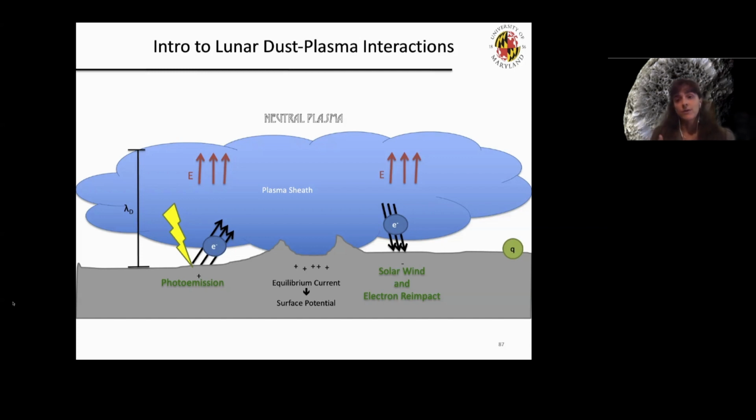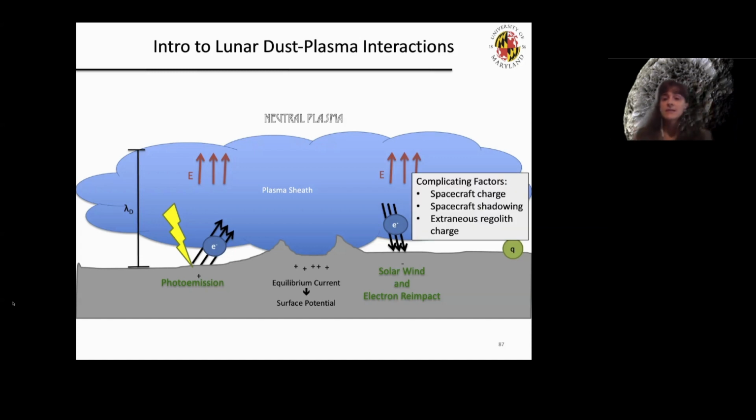And the particle will translate over to a region of weaker electric field strength before it is redeposited back on the surface. Next. And this is all considering just your ambient, natural plasma dust environment near the surface. Things get a little bit more complicated when we stick a spacecraft into the system.